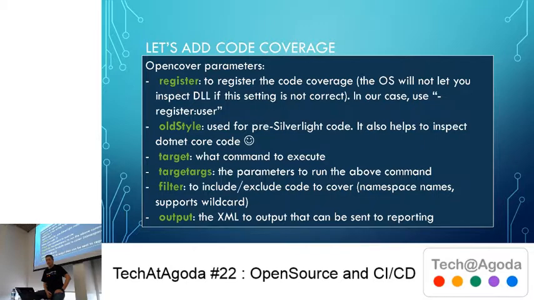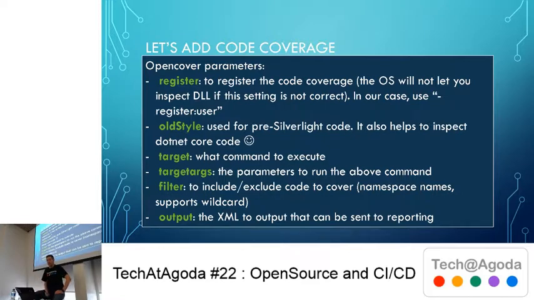So a few words about the commands we're going to use for OpenCover. First, register. Register allows you to set on your machine which environment, which kind of user profile or administrator profile you want to use. This is because OpenCover inspects your code, and sometimes the operating system will not allow you to do that. It will generate an error saying that basically it didn't find any code to test or to inspect.